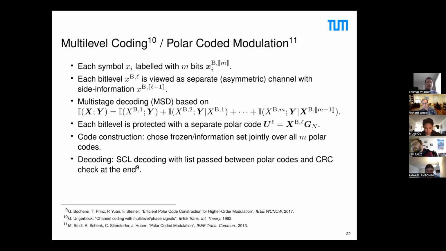And for decoding, we not only use successive cancellation decoding, but successive cancellation list decoding. What we further do is that we pass the list between the bit levels, and in the end, we do a CRC check over the whole code word. So it's more than just having three separate codes, because the list decoder goes through them jointly, and the CRC to prune the list in the end is also jointly over kind of the big code.